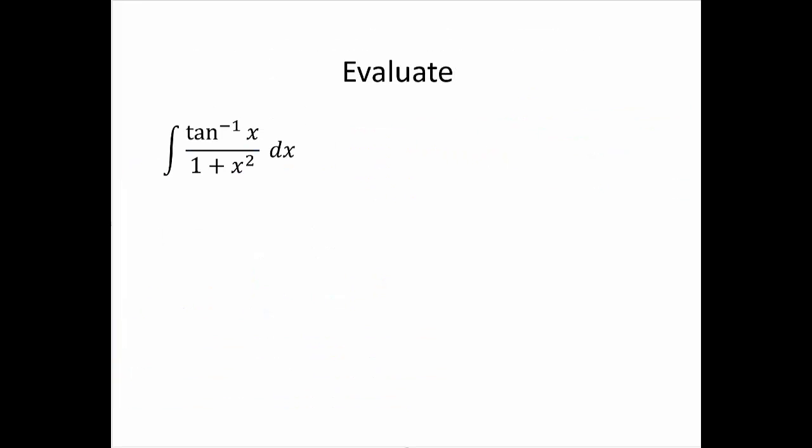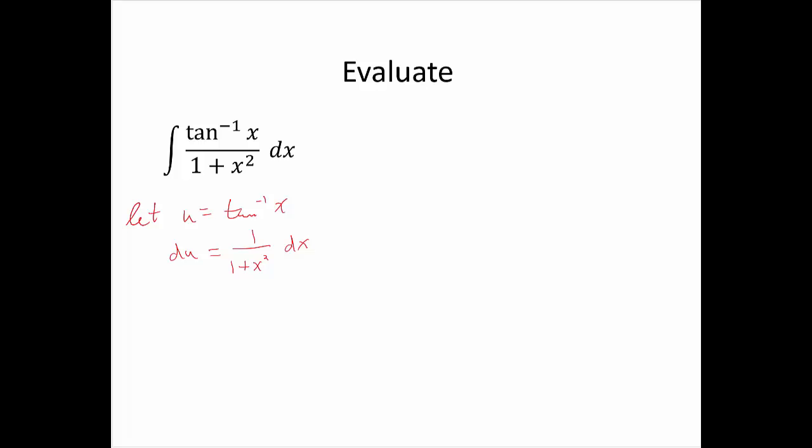Alright, let's calculate some integrals. Here we're asked to evaluate the integral of tangent inverse x over 1 plus x squared. And I look at this and I say, well, that over 1 plus x squared, that reminds me of the derivative of tangent inverse. So actually, this is a fairly straightforward substitution. If we let u equal tangent inverse of x, du is equal to 1 over 1 plus x squared dx.